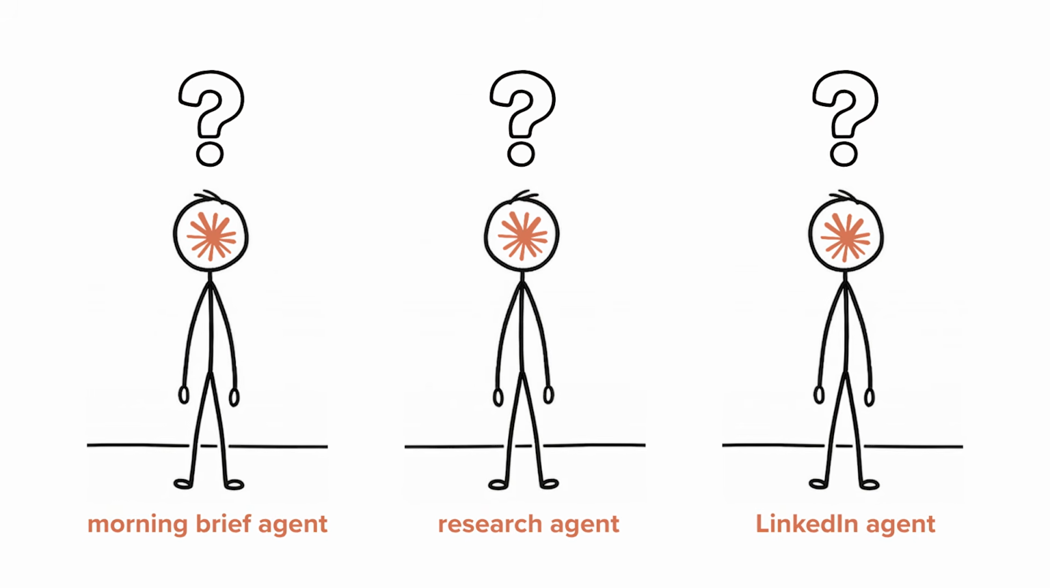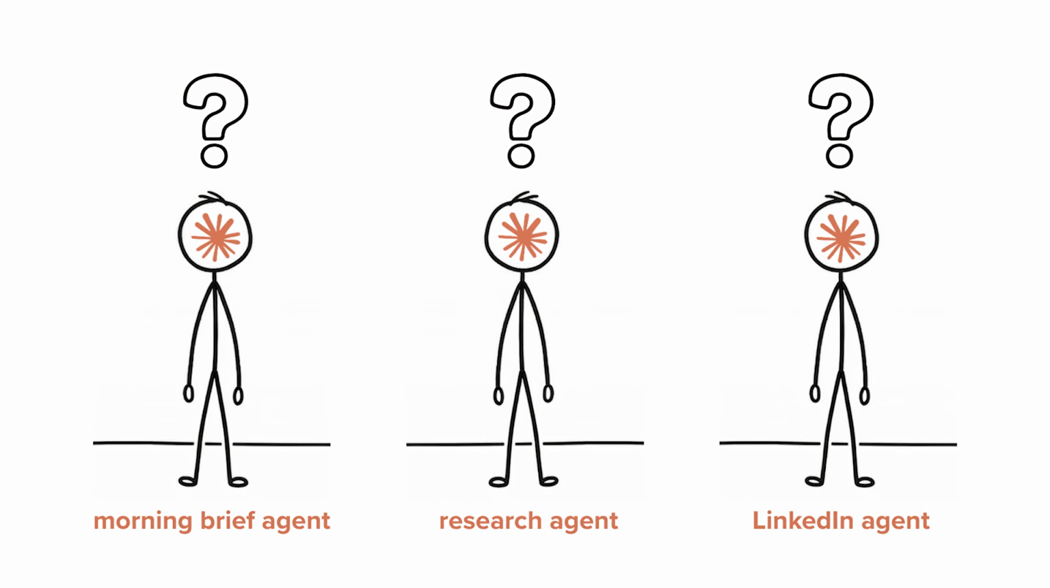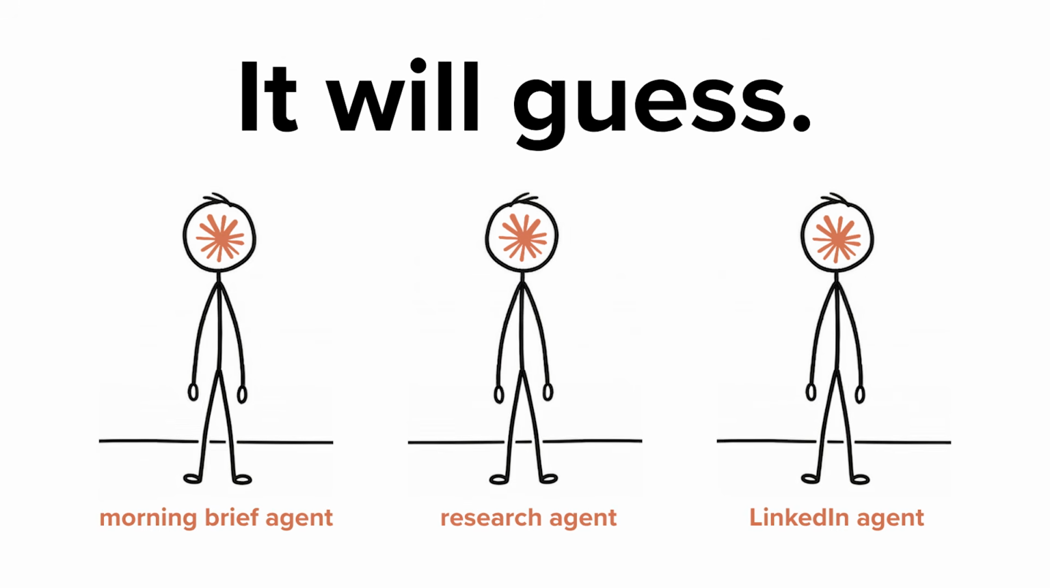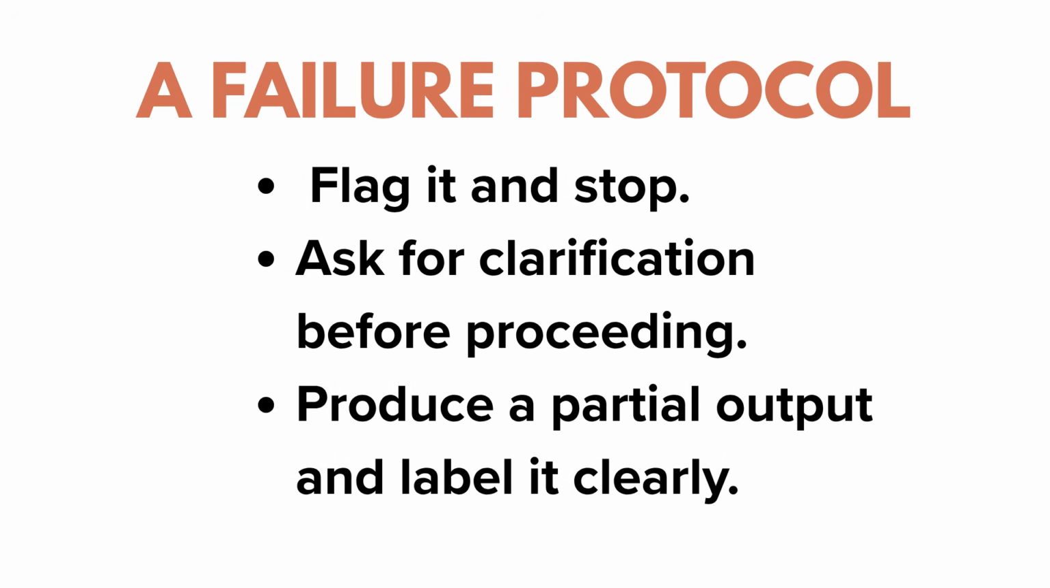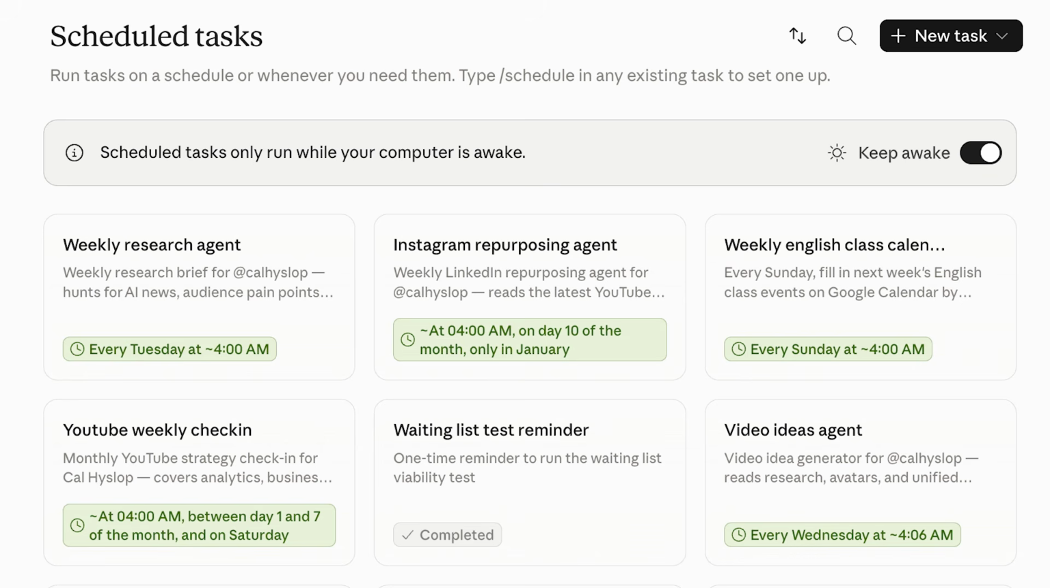If you haven't told it what to do in those situations, it will do something. It will guess. That's where the inconsistency comes from. Not from the agent failing, from the agent succeeding in the wrong thing. A failure protocol is just a set of instructions for what to do when the job can't be done as specified.